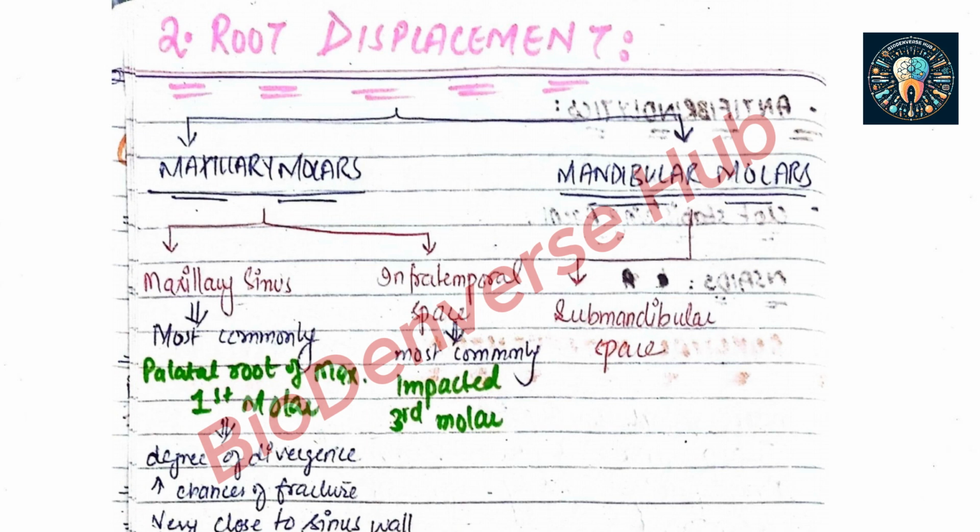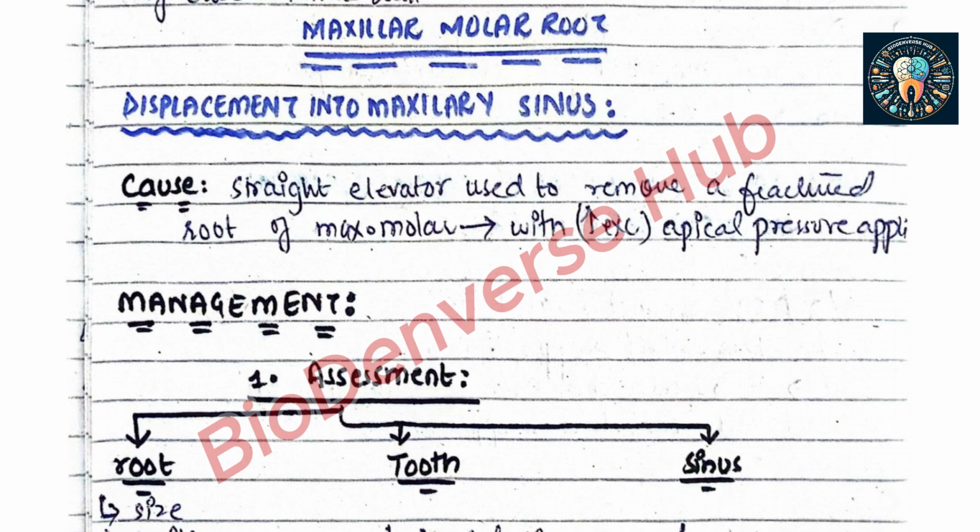After that, the roots of the maxillary molars can also be displaced into the infratemporal space, and in that regard the tooth most commonly involved is the impacted third molar. The roots of an impacted third molar have more chances of being displaced into the infratemporal space. After that, we have the mandibular molars, whose roots can most probably be displaced during extraction into the submandibular space. So now let us discuss the maxillary molar first.